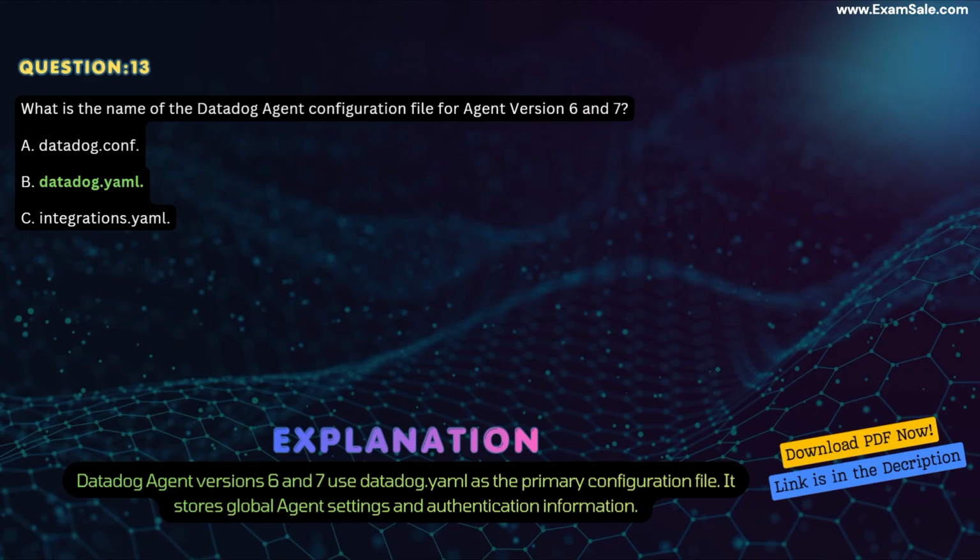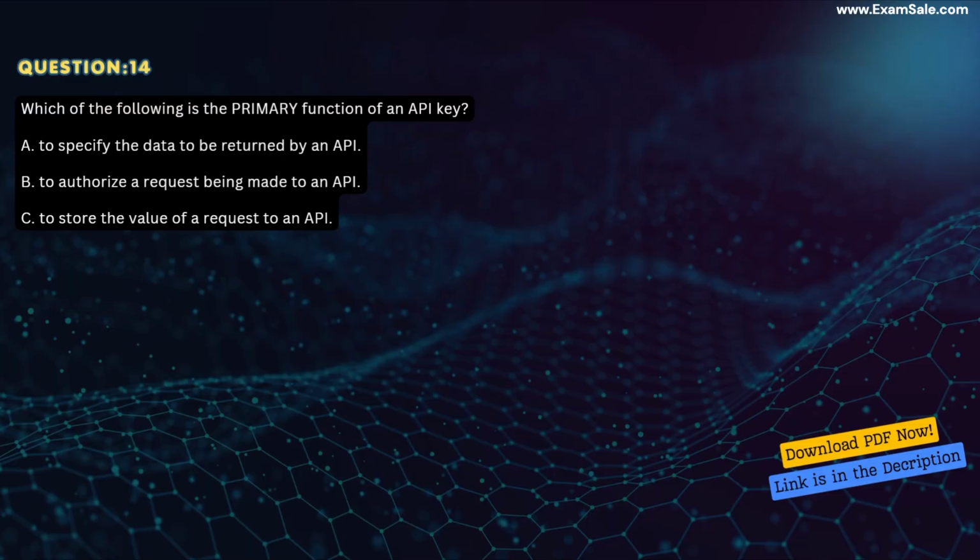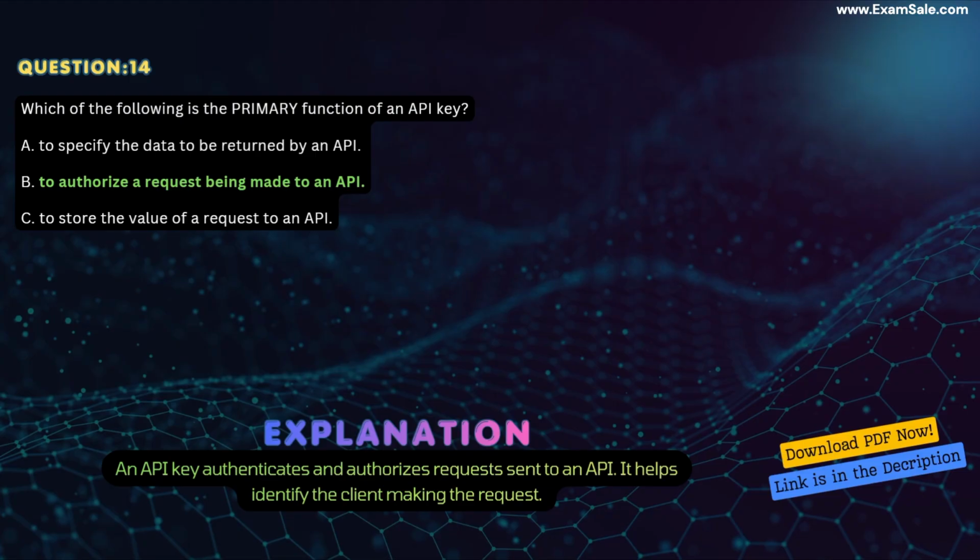Question 14. Which of the following is the primary function of an API key? A. To specify the data to be returned by an API. B. To authorize a request being made to an API. C. To store the value of a request to an API. Correct answer: B. To authorize a request being made to an API. Explanation: an API key authenticates and authorizes requests sent to an API. It helps identify the client making the request.